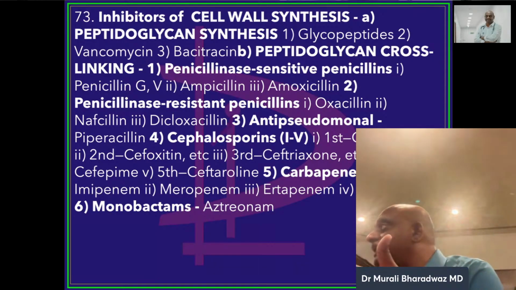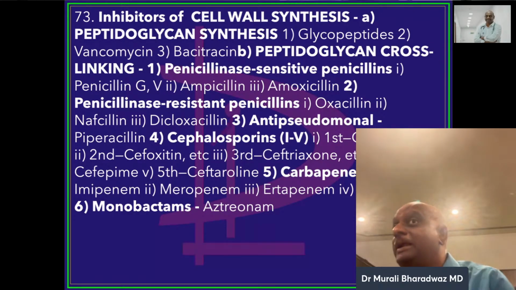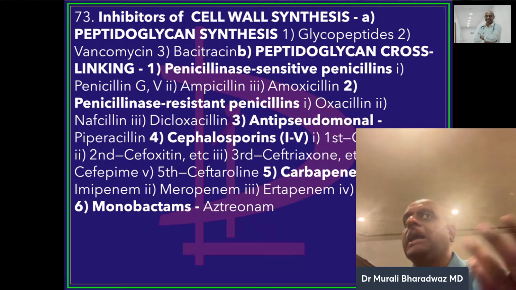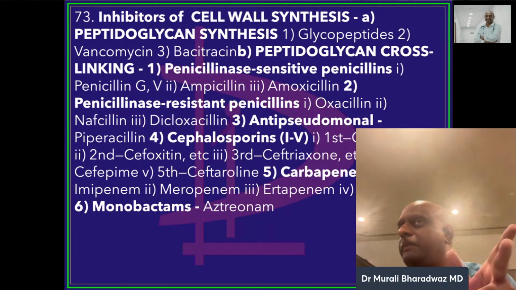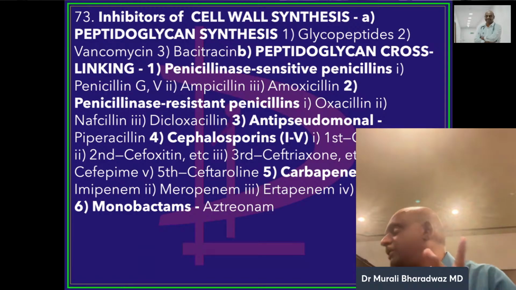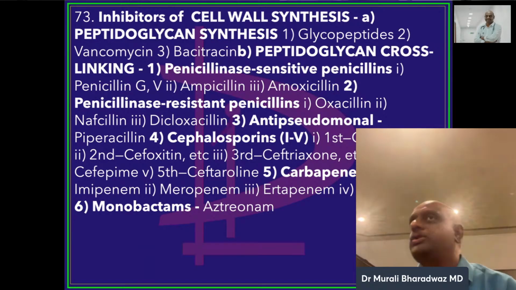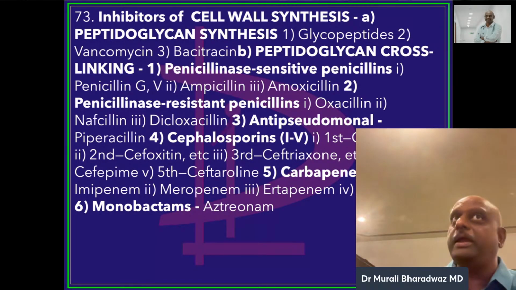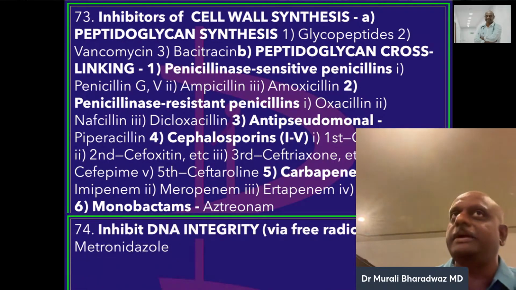And piperacillin-tazobactam we use, no? Pip-Taz, 4.5 grams. Yes. That is an anti-pseudomonal penicillin. Then cephalosporins include first generation, second generation, third generation, fourth generation, fifth. Then carbapenems include imipenem, meropenem, ertapenem, doripenem. Monobactams are aztreonam. Okay? So this you need to remember, the main cell wall synthesis inhibitors.